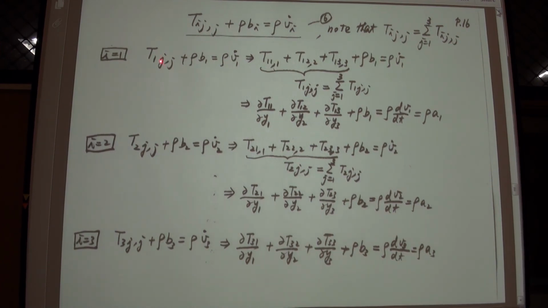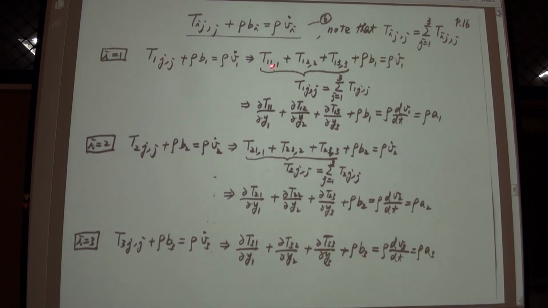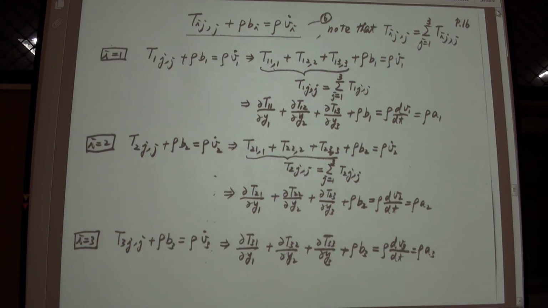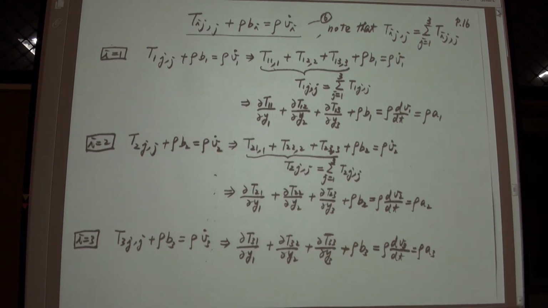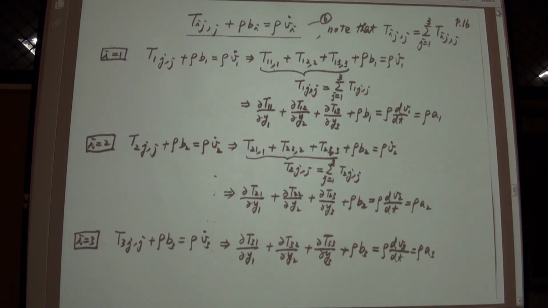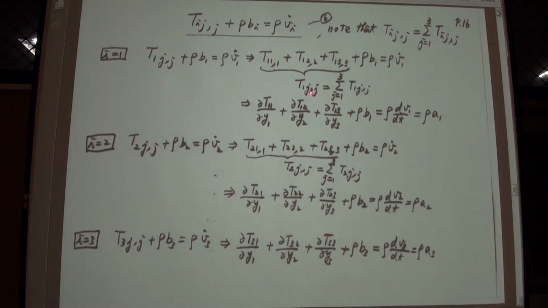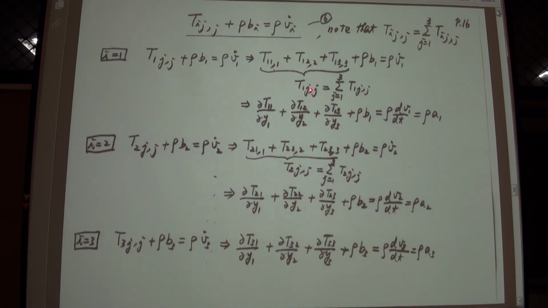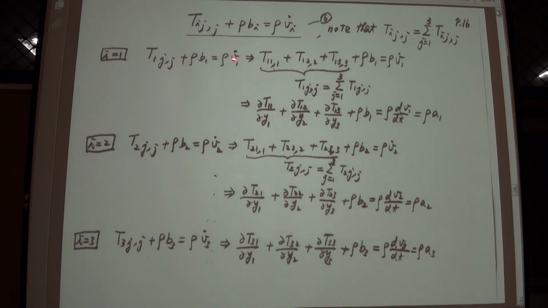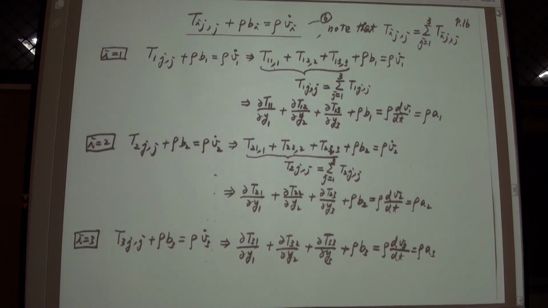Okay, now what is j comma j? J comma j is written in here. Because j is repeating itself, we sum it over 1 to 3. So we have T_1j,j: j is 1, 1, 2, 2, 3, 3, summed over. So T_1j,j is T_11,1 plus T_12,2 plus T_13,3. Okay, so now we have this full expression.